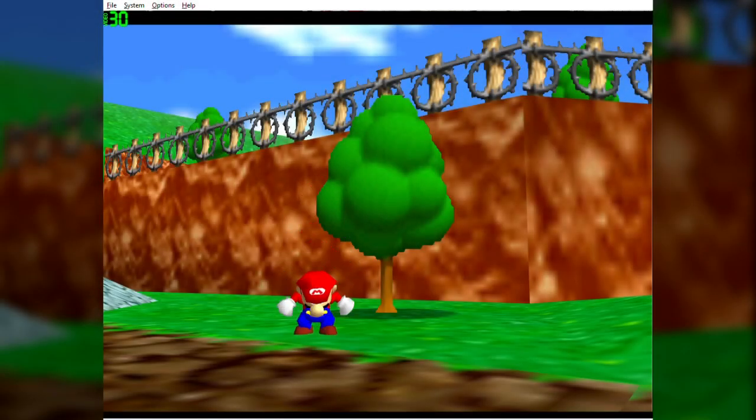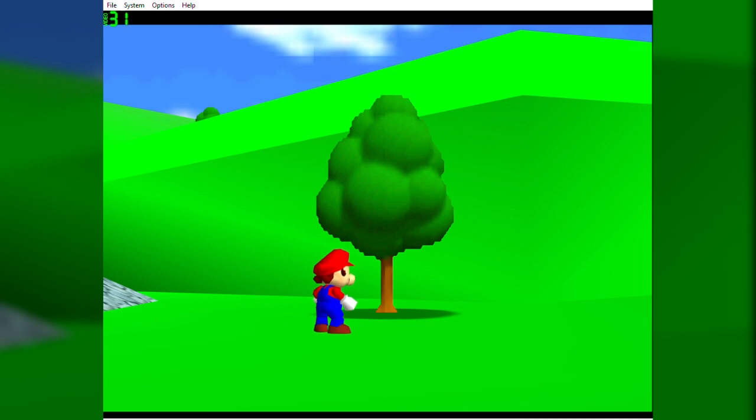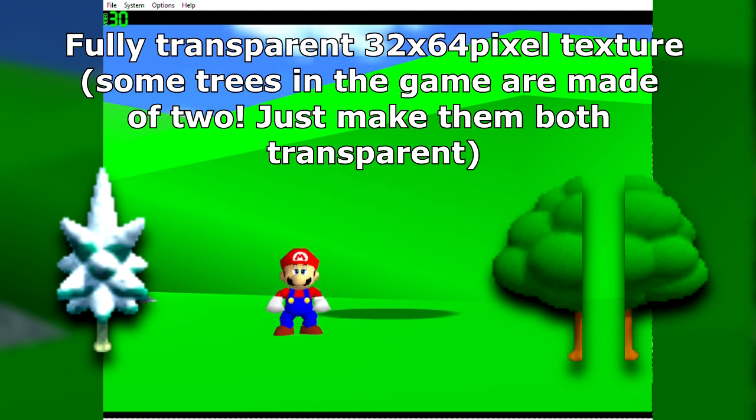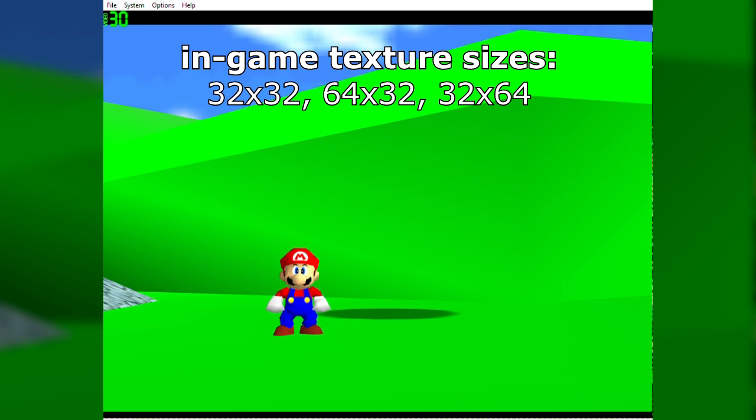What you do is that you find yourself a tree, any tree. Then you turn the area around it into a chroma key set and replace the tree with a fully transparent 32 x 64 pixels texture. This is important since Mario 64 only accepts textures in these specific sizes.